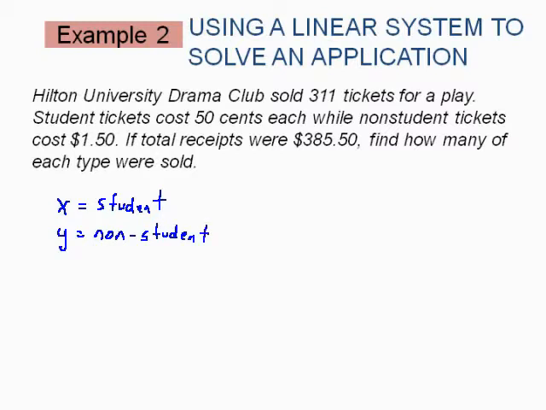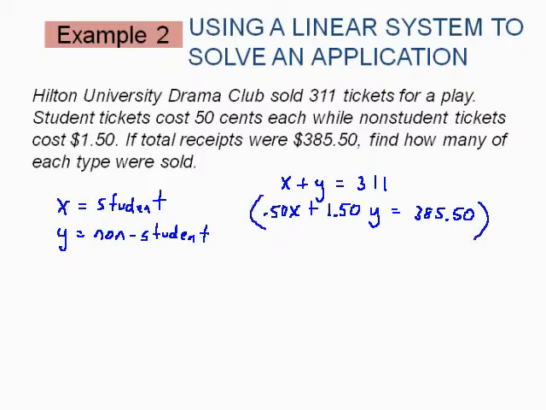So did you get these two equations for your system? Did you get X plus Y equals 311? And did you use the money fact that student tickets were 50 cents each? So I'm going to put as a decimal 0.50 plus $1.50 for non-student tickets equals how much money? $385.50. That would be your system of equations. And then what I would do on this one, if I were y'all, I would get rid of the decimals on the second equation to make this a little bit nicer.